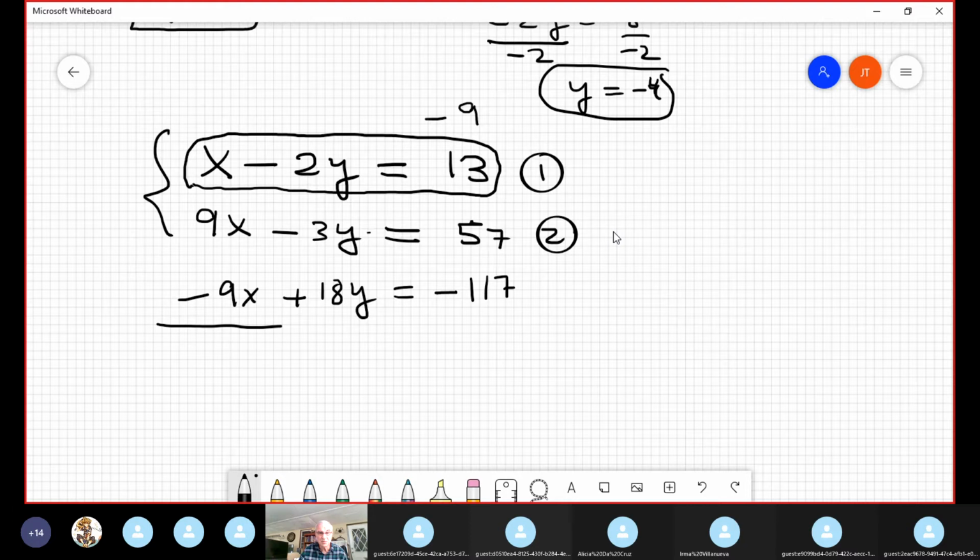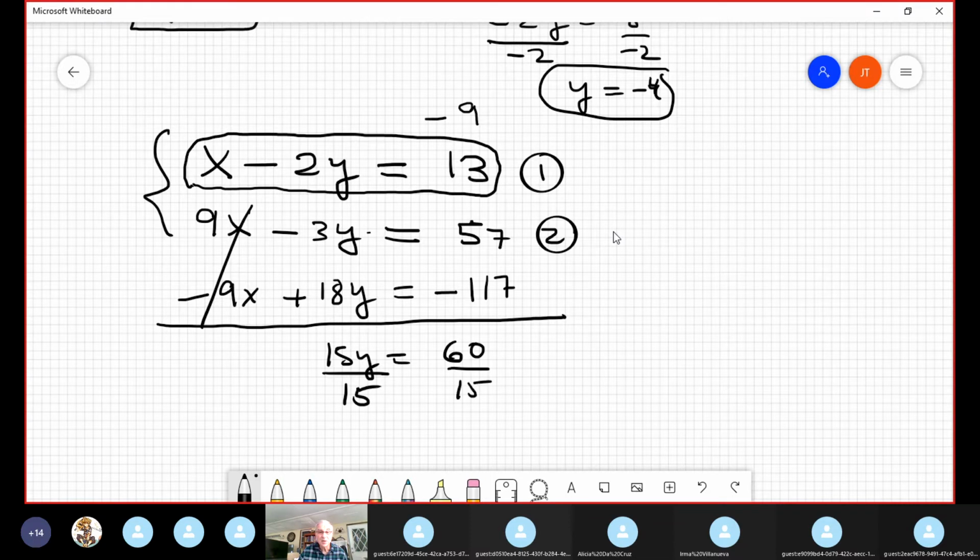So I take advantage. Look here. I don't need to copy equation number 2 again because I know that this is ready for elimination, no? And I say 15y is equal to 117 minus, because of the negative, minus 57, no? The answer is 60. Divided by 15 both sides. Y is 4. Wow, amazing. Y is 4, negative 4.